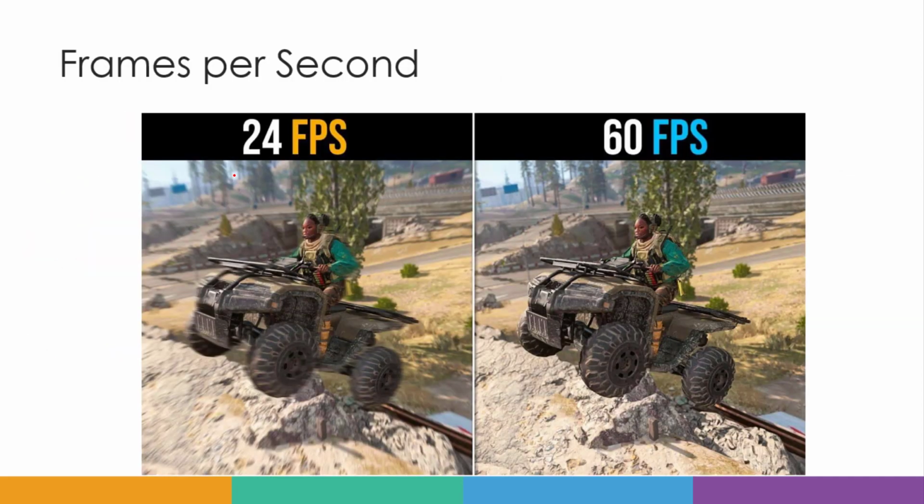This is another example. We are all familiar with FPS. What is FPS? FPS is frames per second.